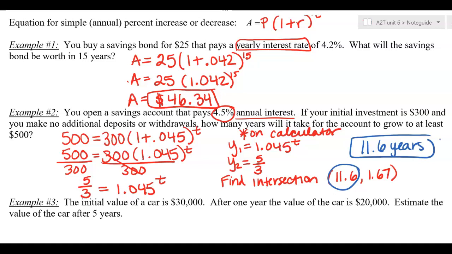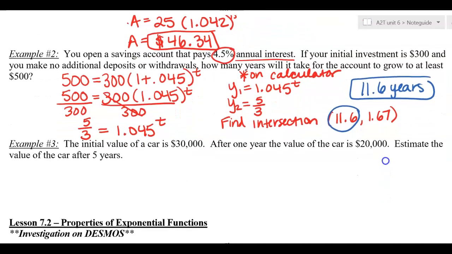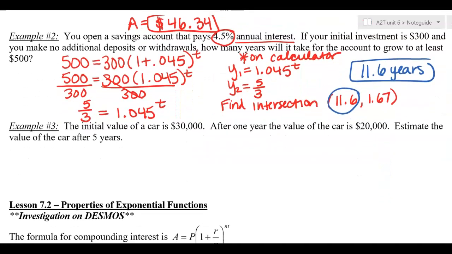All right, last problem that we're going to look at tells us the initial value of a car is $30,000. After 1 year, the value of the car is $20,000. Estimate the value of the car after 5 years. So it's an estimate because we can't totally control the economy and like appreciation and depreciation. Now, the words I just said, appreciation means things are going up in value.